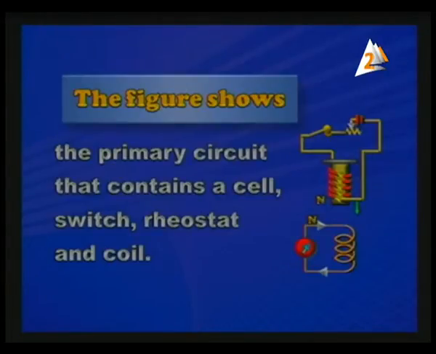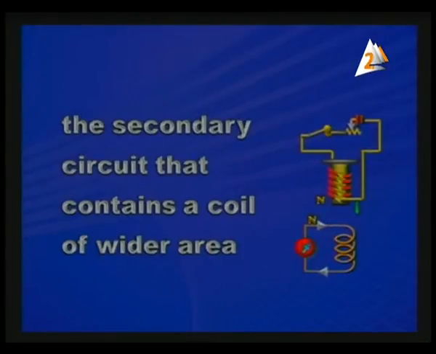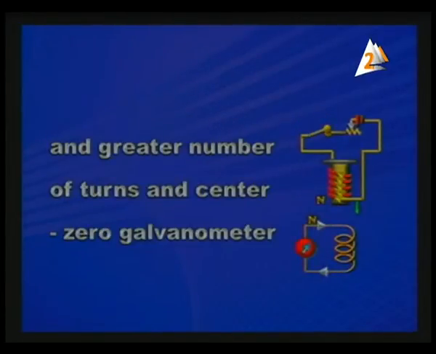What about the secondary coil? It is the coil which is connected to a center zero galvanometer. The secondary coil does not contain a source of electricity, a DC supply. So the primary circuit contains a cell, switch, rheostat, and a coil. We call it the primary coil. And what about the secondary circuit? It contains a coil of wider area, greater number of turns on it, and a center zero galvanometer.